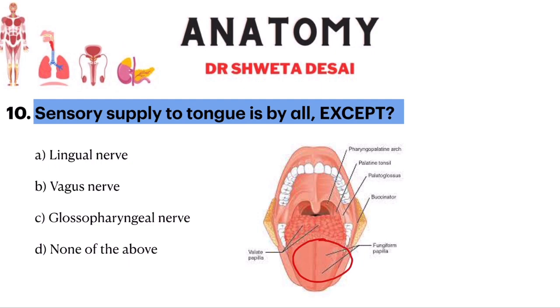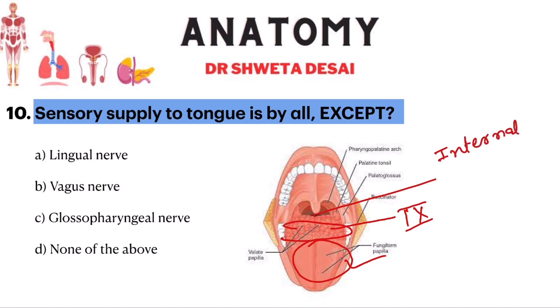So sensory supply to the tongue. The anterior two-third of the tongue sensory supply is via chorda tympani and lingual nerve. Then posterior one-third is via the glossopharyngeal nerve, and the most posterior portion is via the internal laryngeal nerve, which is the branch of vagus nerve. So here the correct answer is D. None of the above.